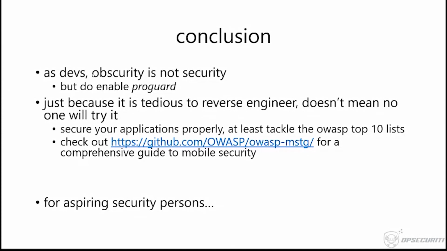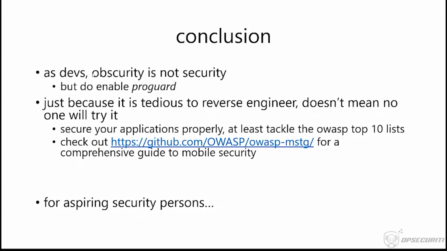And if you want to do more obfuscation, do enable ProGuard if you use Android. ProGuard is a way to obfuscate your application code. So when it's decompiled, it's going to be really messy, with a lot more extra stuff, and a lot harder to reverse. And just because it's tedious to reverse engineer doesn't mean no one will try it. I've tried it, and I know there are other really crazy reverse engineers that will try it.